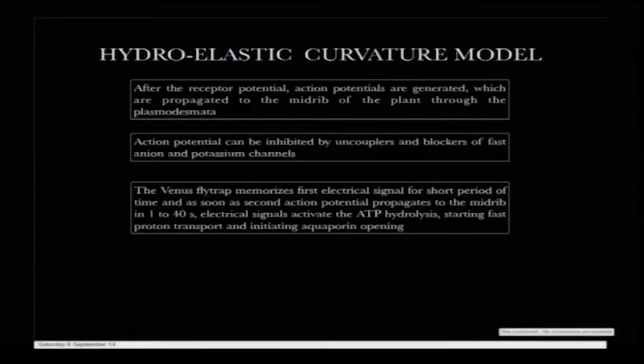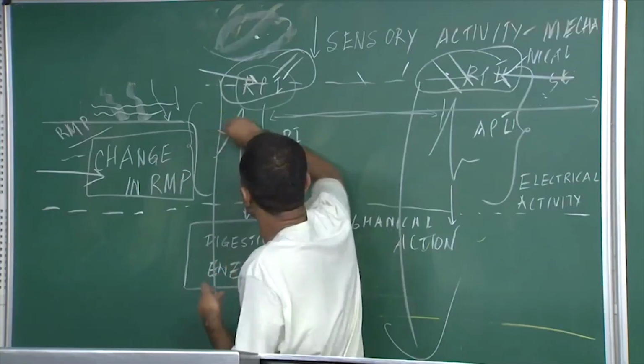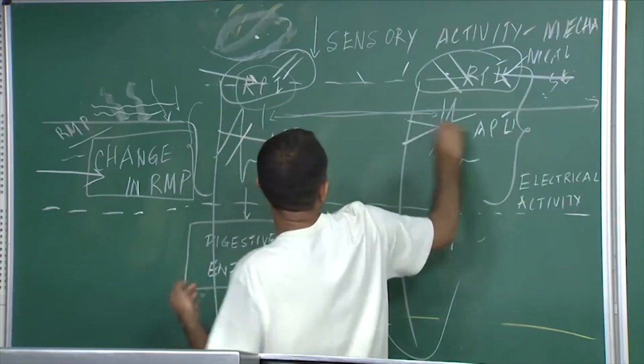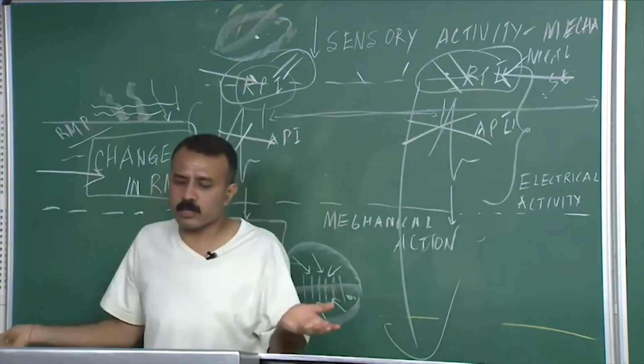Okay. Now, following on the slide, the action potential can be inhibited by uncouplers. So, you can use different kinds of potassium channel blockers, and you can stop this action potential. So, you can actually stop this whole process here itself. You may not allow this to proceed further.